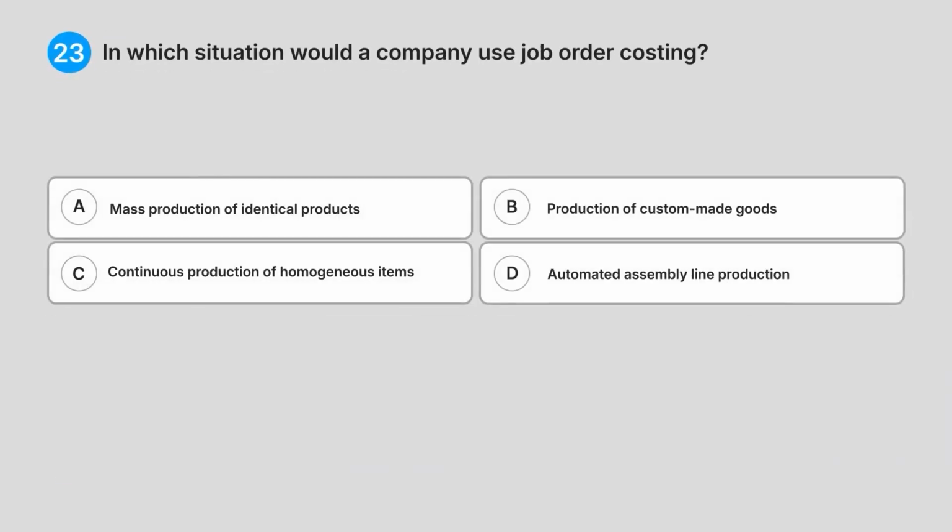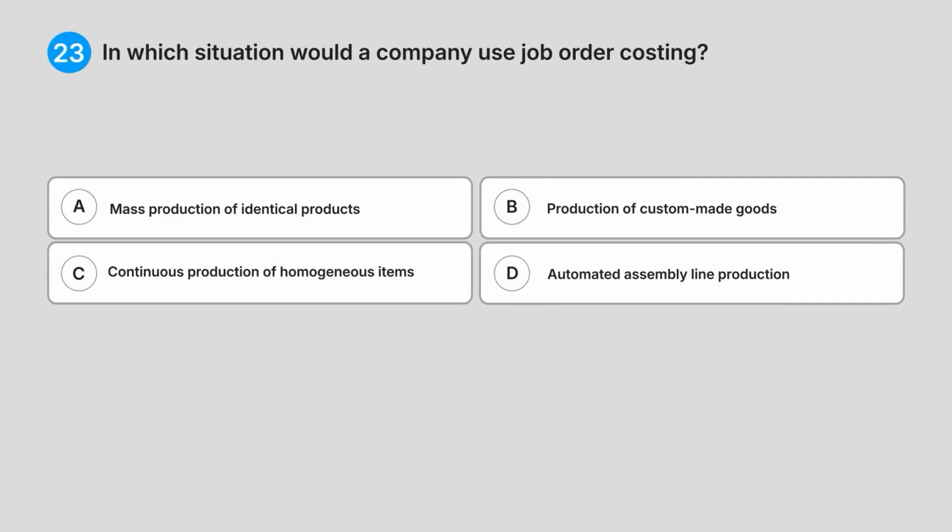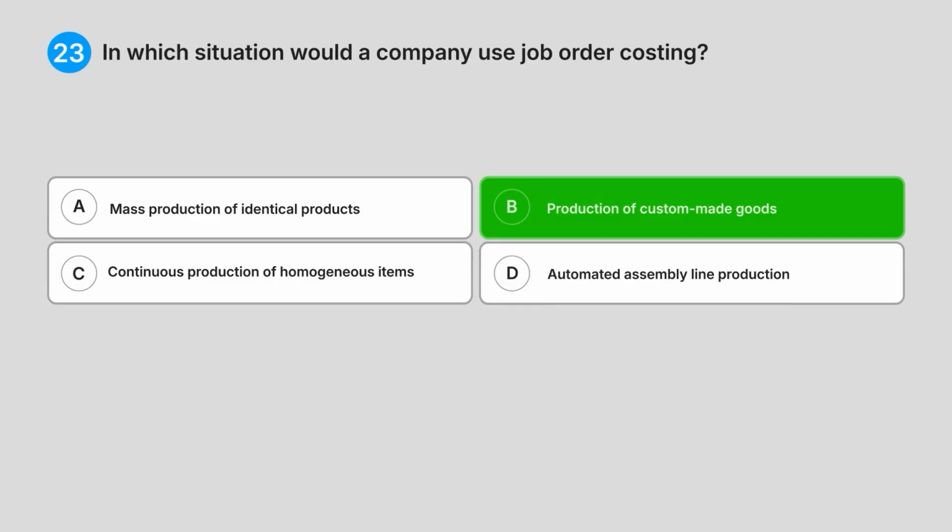23. In which situation would a company use job order costing? A. Mass production of identical products. B. Production of custom-made goods. C. Continuous production of homogeneous items. D. Automated assembly line production. Do you know the answer? Correct answer. B. Production of custom-made goods.